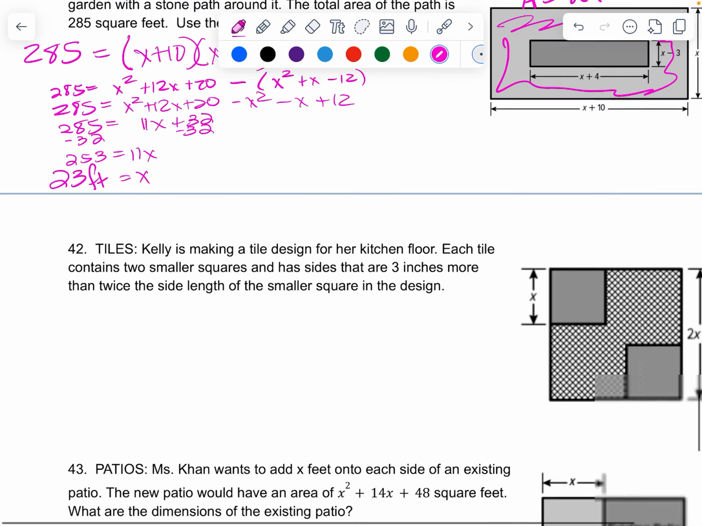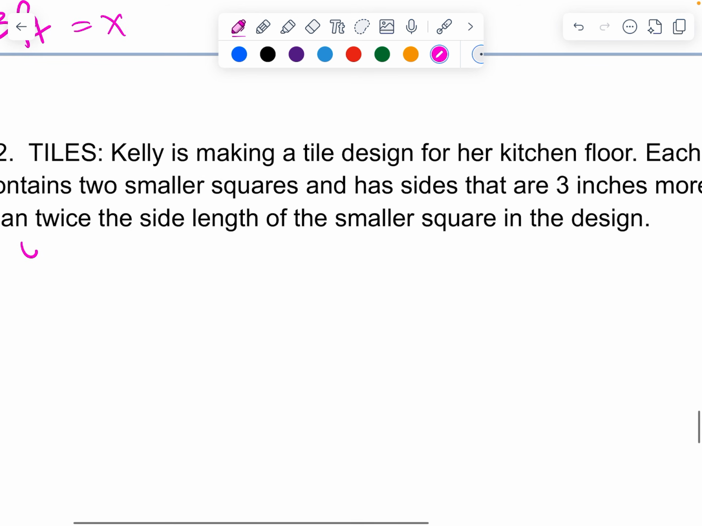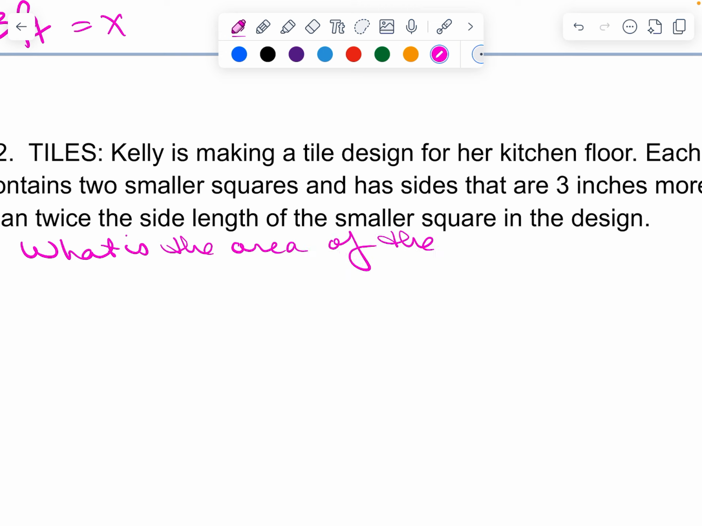Okay, the next one. Kelly is making the design for the kitchen floor. Each tile contains 2 smaller squares that are 3 inches more than twice the side length. And this is the part: what is the area of the tile? That's what it was supposed to say.